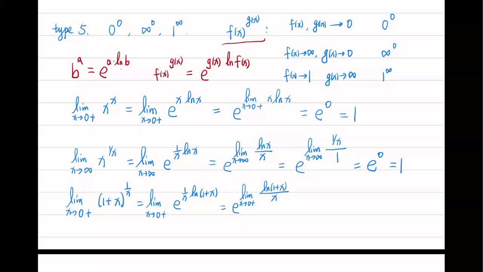And Sophia, how do you find this limit? What's the type? 0 over 0. Okay, so we can apply L'Hopital rule. Numerator is 1 over 1 plus x. Denominator just 1, so we can plug in. We get e to the 1, which is e.